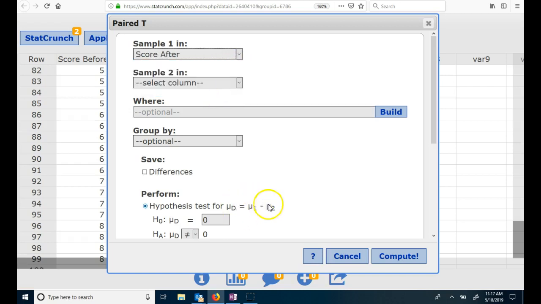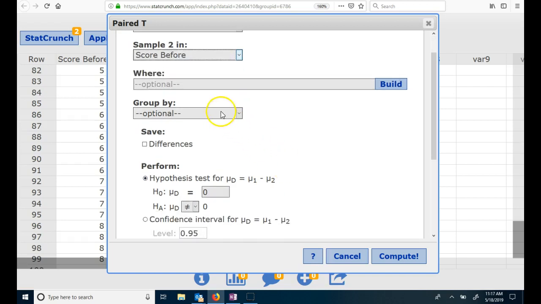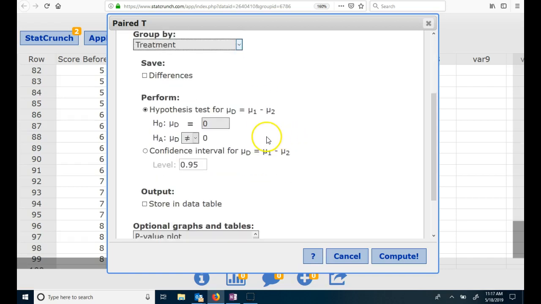Because take a look down here. Mu d equals mu1 minus mu2. So we want scores after minus scores before, okay? And then my scores before, that's going to be my sample 2. I'll group them by my treatment group, right? Because I want to see, are there differences based upon whether or not we have no treatment? Do we actually get a difference based upon if we use walking versus not walking? All right, so that actually will be important.